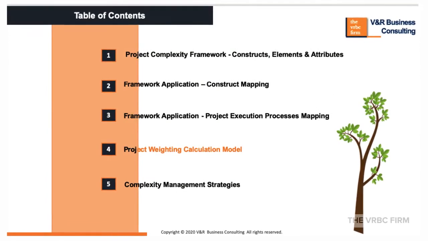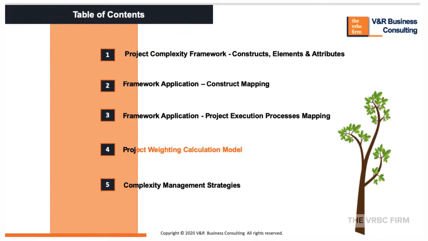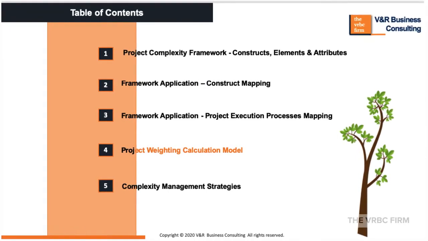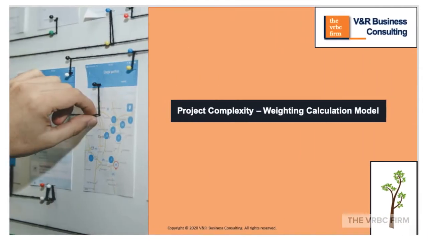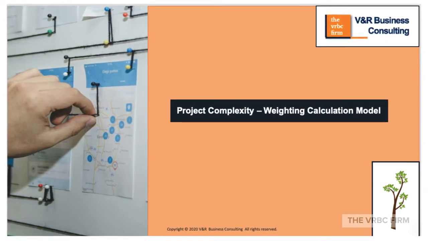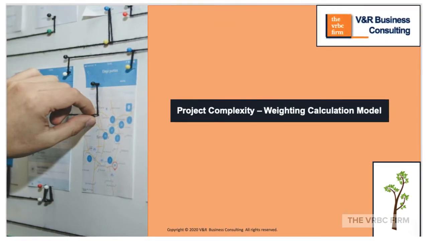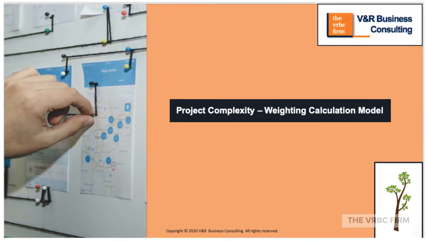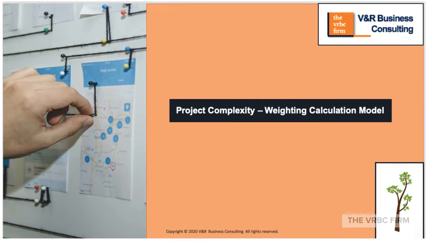We're now going into the calculation process for project complexity. Let's get started. We'll start with breaking down the risk factors for applicable elements and attributes as per the outcome of Section 3, followed by the assignment of weightings and ending off with the actual calculation.